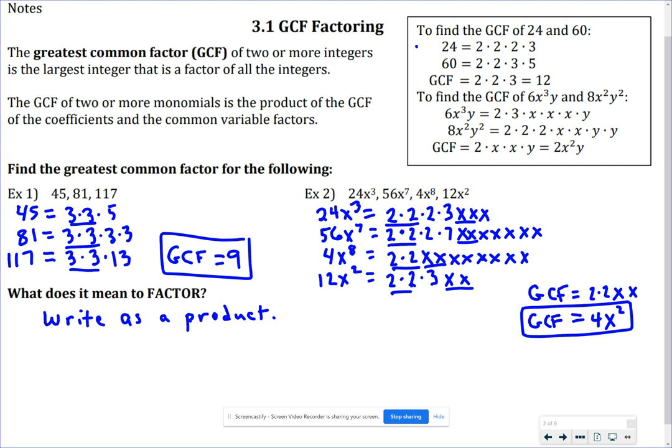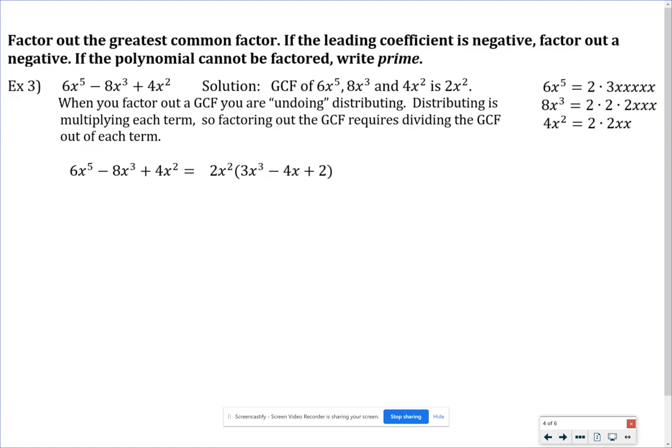All right, let's dive into the last part of the notes. So here we go. Factor out the greatest common factor. If the leading coefficient is negative, we want you to factor out a negative. If the polynomial cannot be factored, we write that it's prime. So we have an example here in our notes that's worked out. It's 6x to the 5th minus 8x to the 3rd plus 4x squared, and we're going to factor out the greatest common factor. Now remember, to factor, it means to write it as a product.